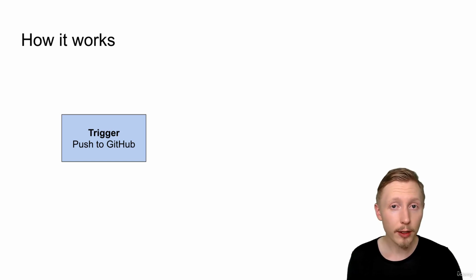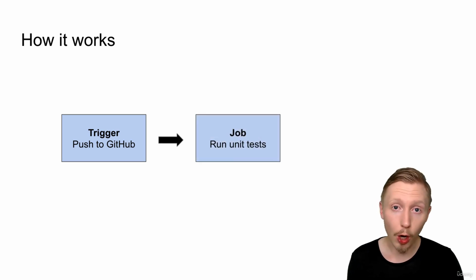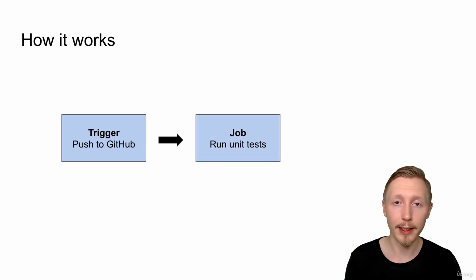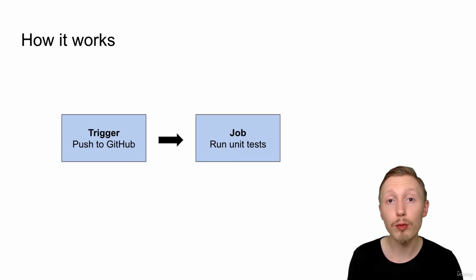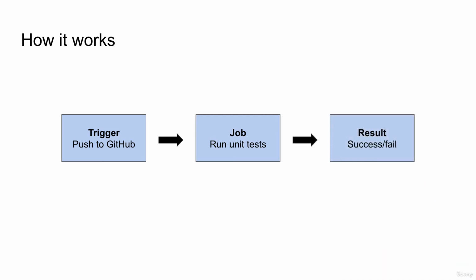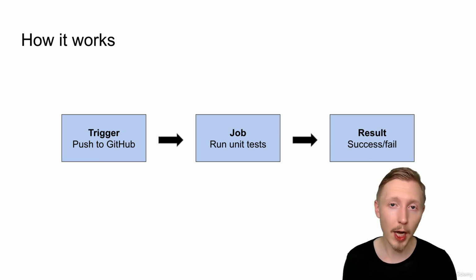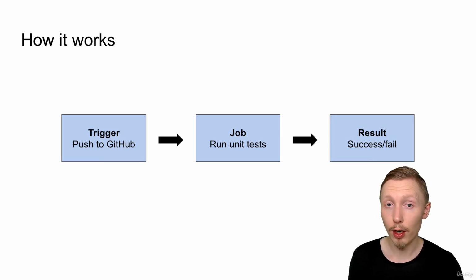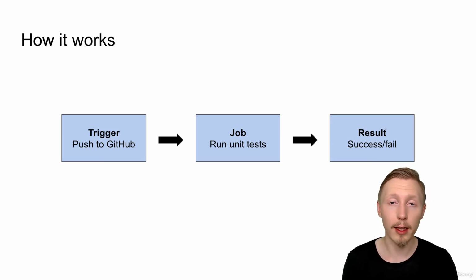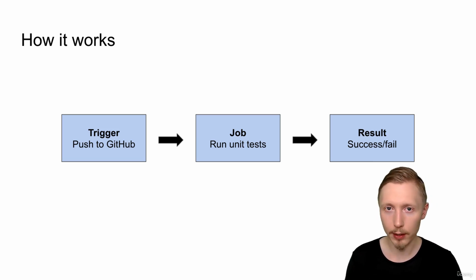When this trigger occurs, for example, when the code is pushed to GitHub, you then set up jobs that run when that trigger is hit. So for example, the job that we're going to be setting up is going to be to run unit tests. Then when the job runs, there will be an output of that job, and the output is either going to be successful or fail. If it's successful, then you get a green tick and everything is fine. If it fails, then you can get notified via email, or you can just see it in the GitHub Actions console that something has failed and there are some changes that you need to make to your code.